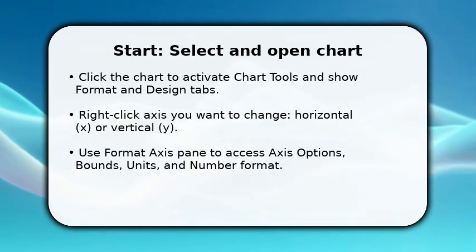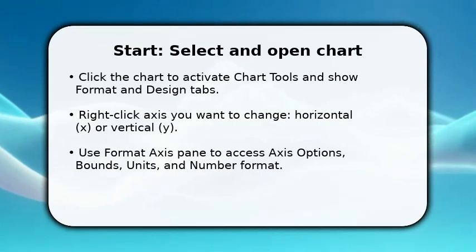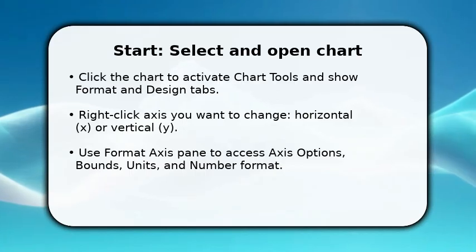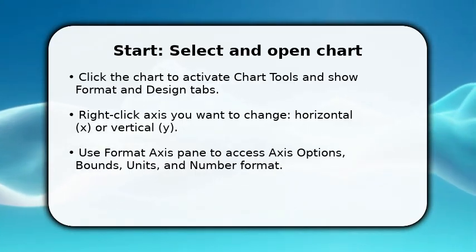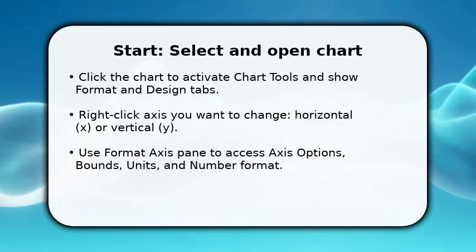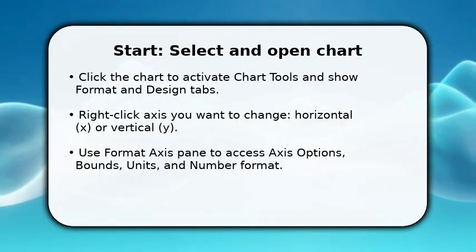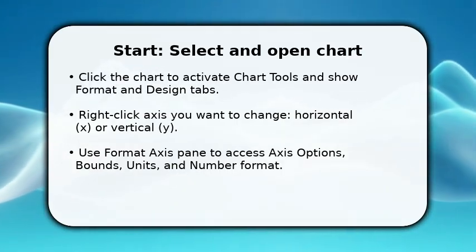Once done, focus on axis options, set minimum and maximum bounds to control scale, adjust major and minor units to change tick spacing, and switch axis type if your data is dates versus categories. Make sure the number format matches your values before moving on.